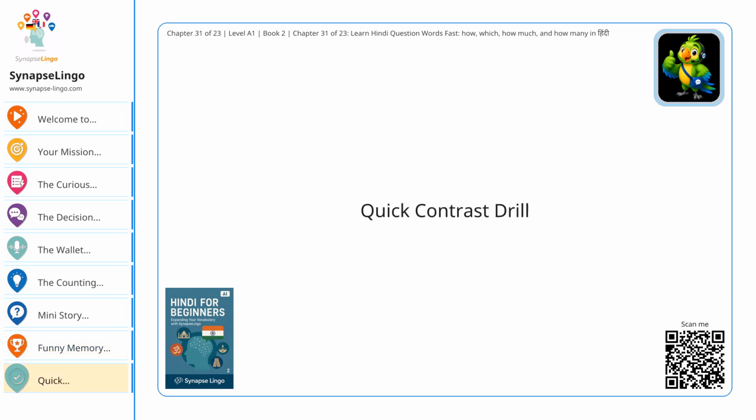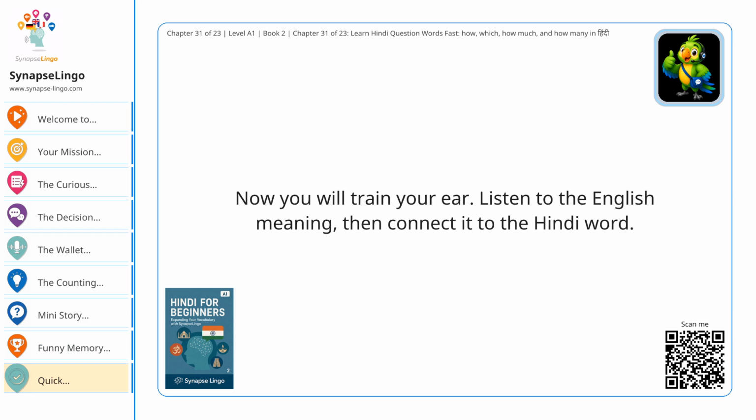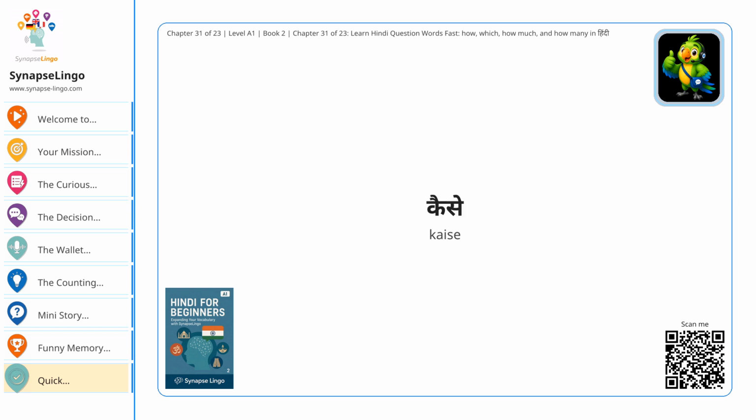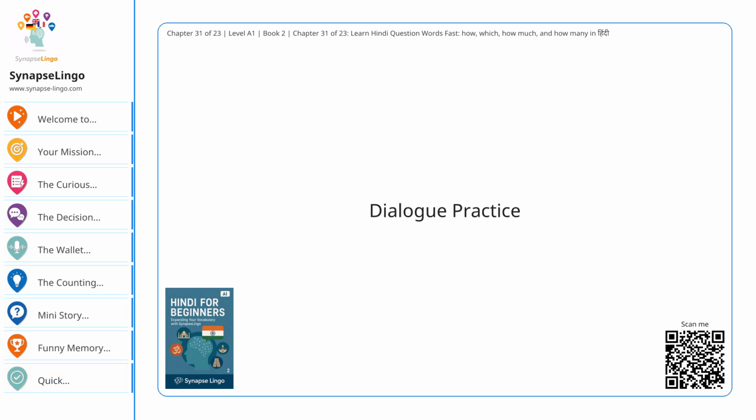Quick contrast drill. Now you will train your ear. Listen to the English meaning, then connect it to the Hindi word. How. कैसे? Which. कौन सा? How much. कितना? How many. कितने? Again. How. कैसे? Which. कौन सा? How much. कितना? How many. कितने?